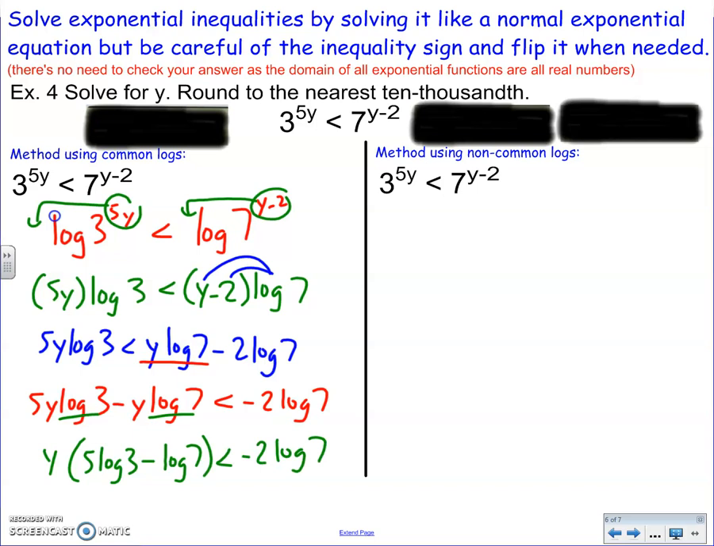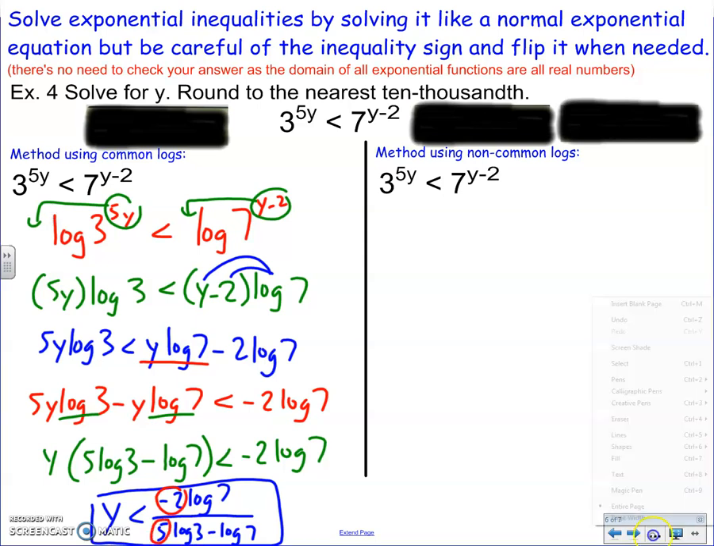Then from here, to get y by itself, I'm going to divide both sides by the thing in parentheses. So that's 5 log 3 minus log 7. This is the exact answer. Now actually I could do some log properties. I can move this -2 to the top as an exponent of the 7. I can move this 5 to the top of the 3 if I want to. There's no need. I am going to type that in the calculator right here and see our final answer.